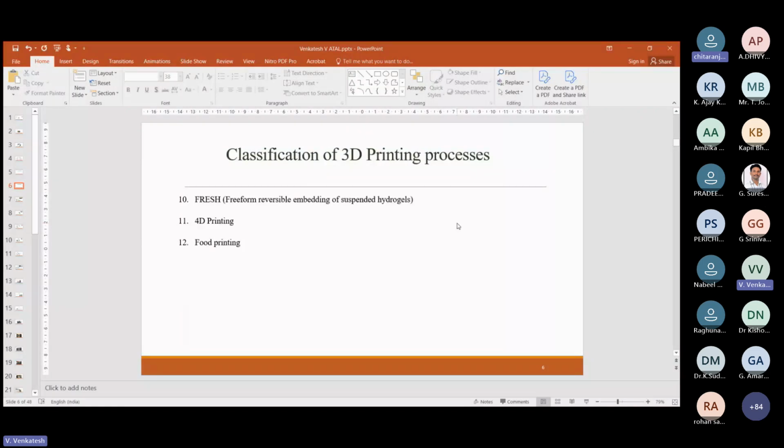And the last but one is 4D printing. After completion of developing the product, with respect to external parameters like pressure, temperature, humidity, and some other reasons, the shape, size, and behavior of the final product changes.